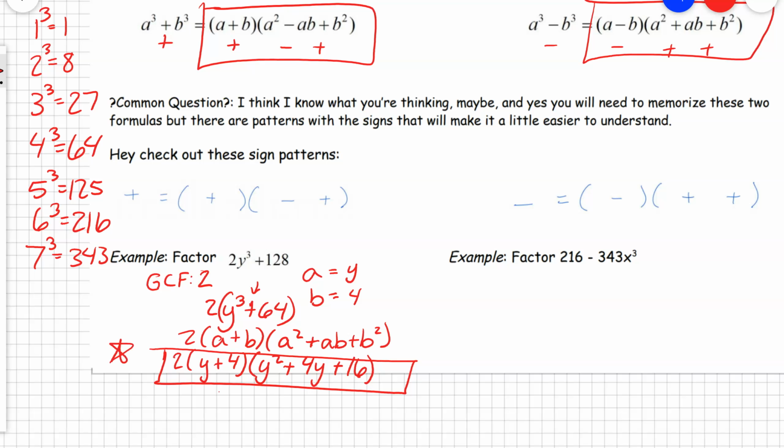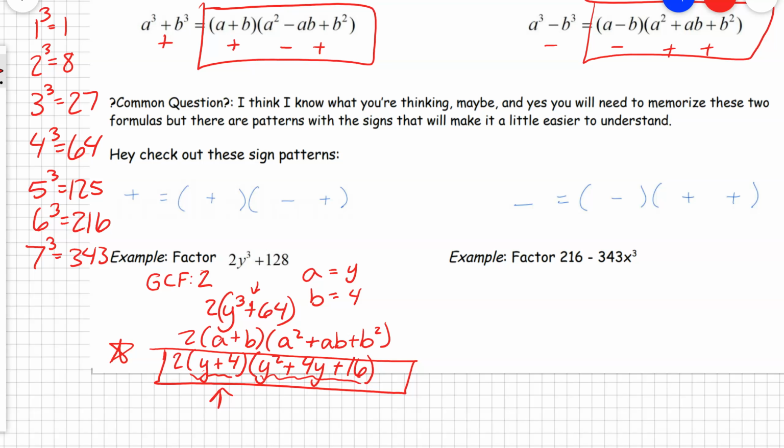But you would want to check this first polynomial, y plus 4, to see if that can be factored further. And for this trinomial, can you think of two factors that multiply to give you 16 but add up to give you 4? There aren't any, and I can tell you right now, in all of your sum or difference of cube problems, this trinomial is not going to be factorable, so you stop right there.